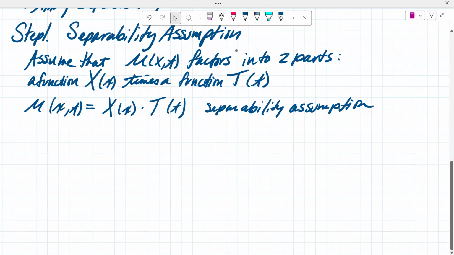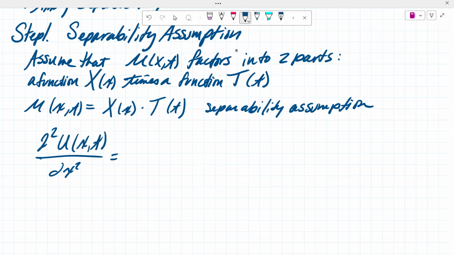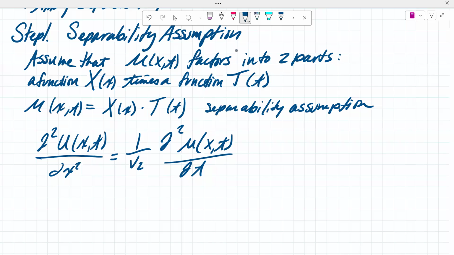So here we have the second derivative of u of x and t over dx squared equals 1 over v squared times the second derivative of u of x and t over dt squared. This is the original function for this string. And this is from above.